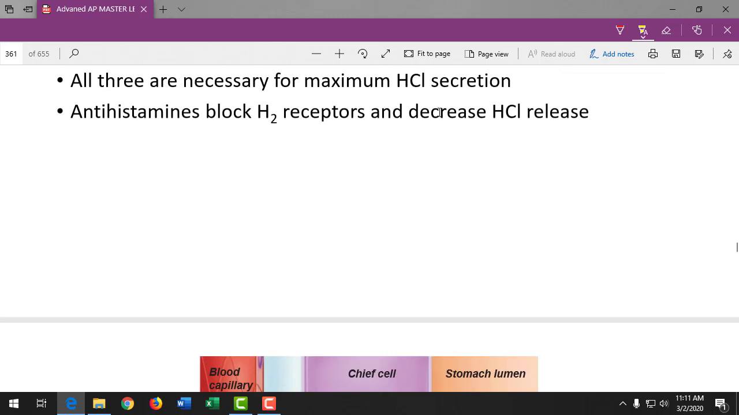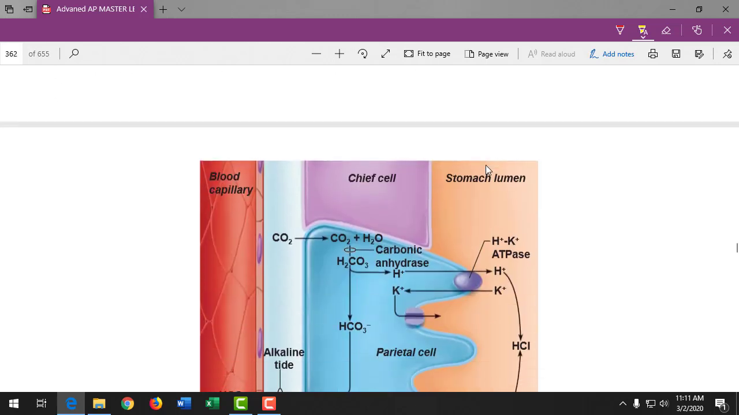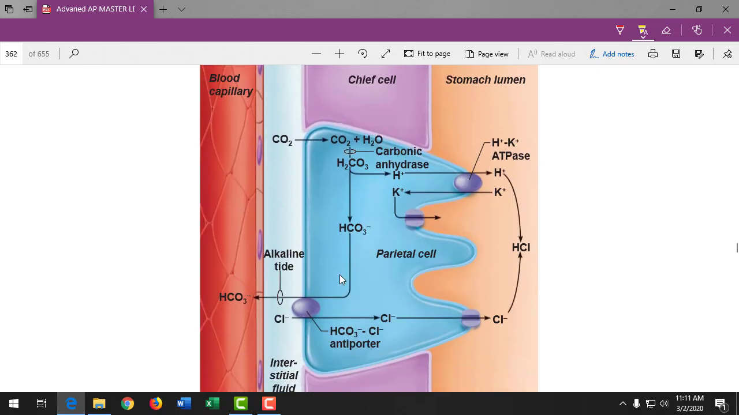Okay, so they block hydrochloric acid release, and they prevent that nausea. So here is a very complicated diagram of how the parietal cells make hydrochloric acid. I do want you to know some details of this. And here's the key thing. It happens inside the parietal cell, and what is it using to make hydrochloric acid?